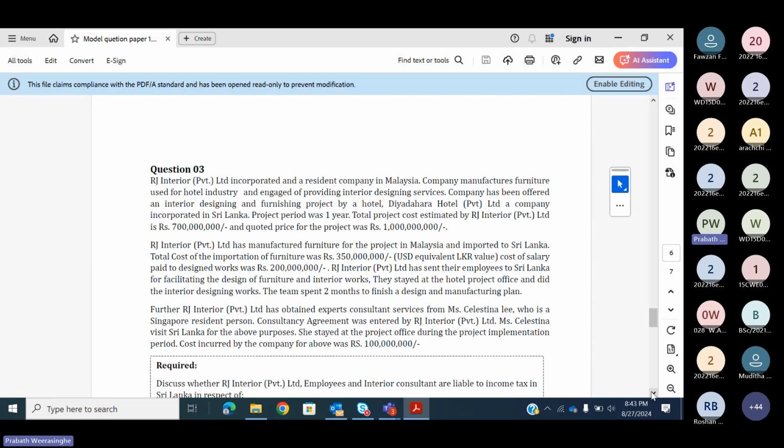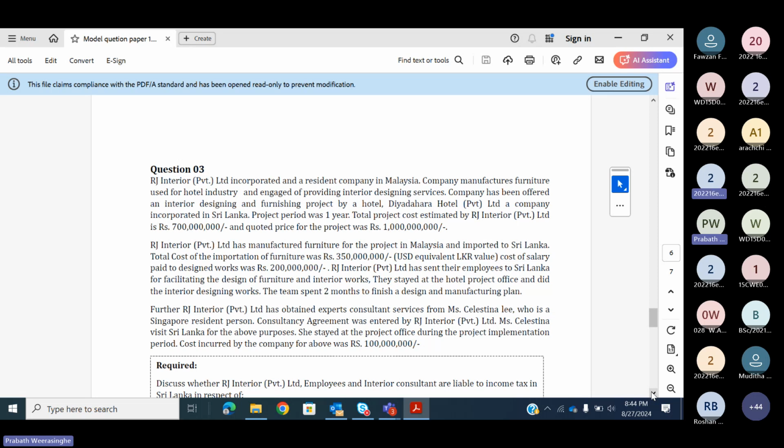Now we have to check. The non-resident person is doing business with Sri Lanka. There's an income, but we have a double tax evasion agreement, of course, between Sri Lanka and Malaysia. Under that, the business income is taxed in the resident country unless there is a PE creation. So then we have to check whether there's a PE, because they have sent their employees to Sri Lanka. They stayed at the hotel project office. It says hotel project office, right?